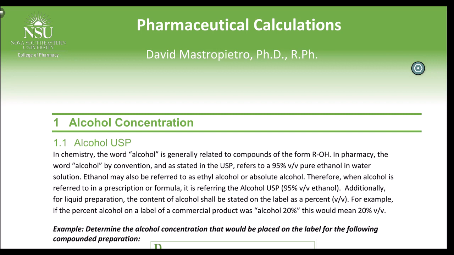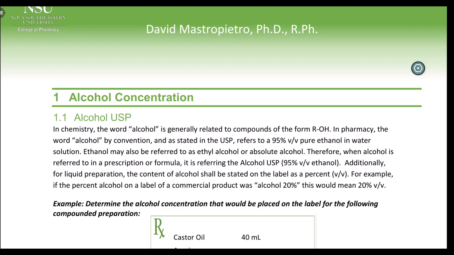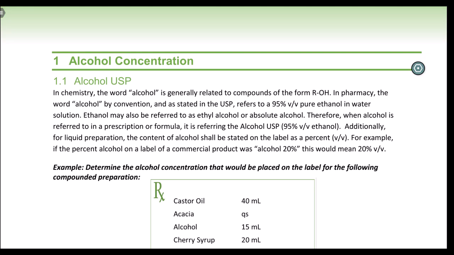So keeping that in mind, whenever you see the term alcohol used in a formula just by itself, it's referring to alcohol 95%, the USP 95% grade. Some people will also use the words ethyl alcohol or absolute alcohol. That's referring to ethanol in the product. So ethanol, ethyl alcohol, or absolute alcohol are used similarly.